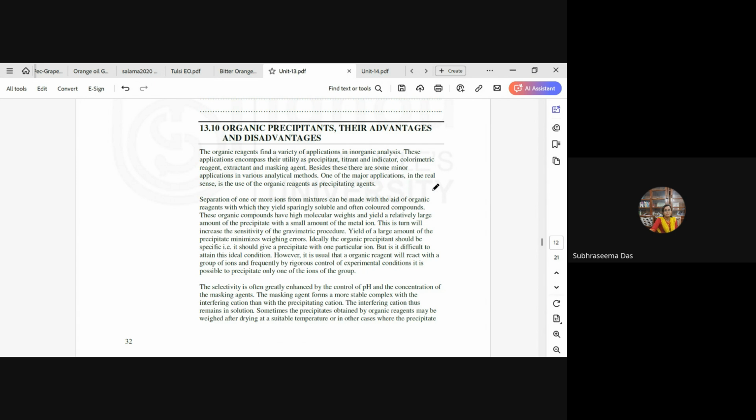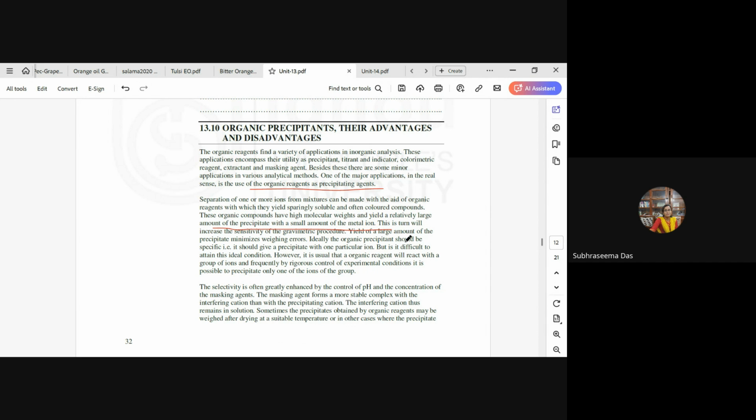One of the major applications is the use of organic reagents as precipitating agents. Separation of one or more ions from mixtures can be made with the aid of organic reagents because they form colored compounds. These organic compounds have high molecular weight and they give a large amount of the precipitate with a small amount of the metal ion. As a result, the sensitivity of the procedure is increased. As the yield is increased, the sensitivity of the reaction increases.